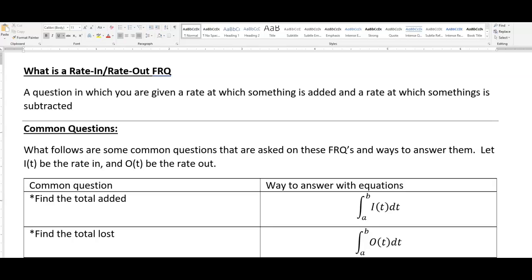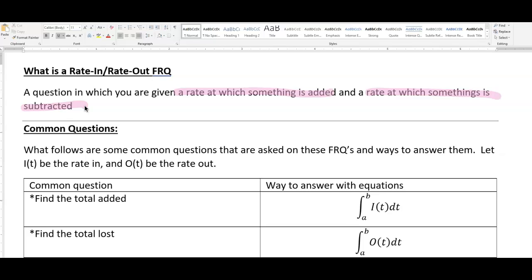All right, guys, we're going to talk about rate in, rate out questions. So first of all, let's talk about what they are. A rate in, rate out question is a question in which you're given a rate at which something is being either added or subtracted. Sometimes it'll be both, and those are the ones I'm going to mainly focus on, but it could be just one, like they might just have a problem where something's being added or something's being subtracted at a particular rate. And so they'll give it to you.